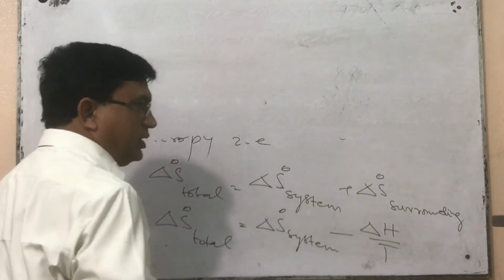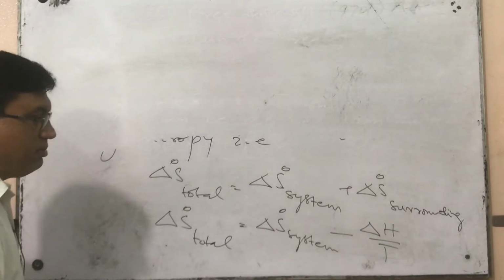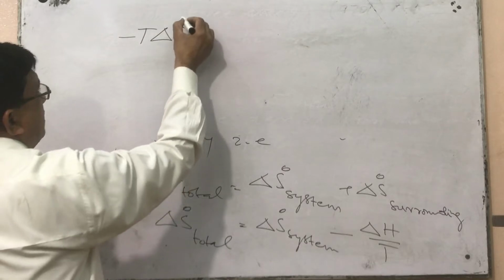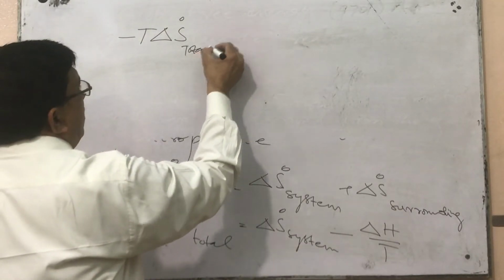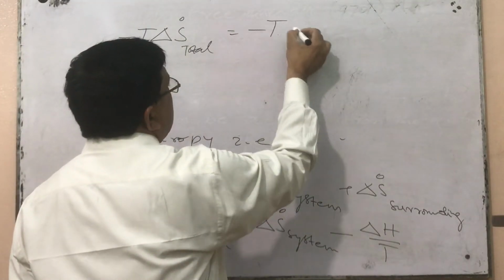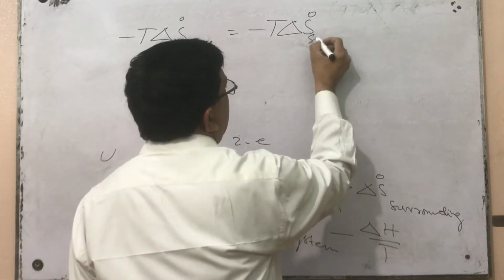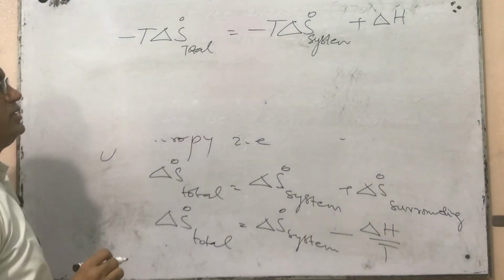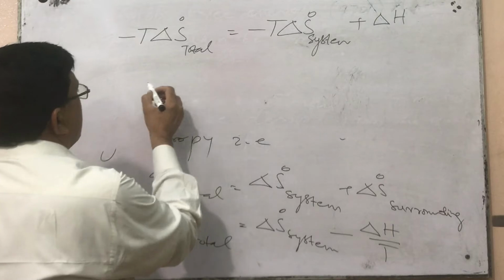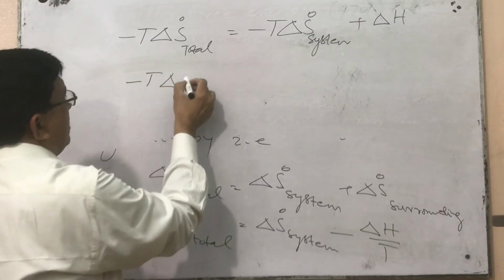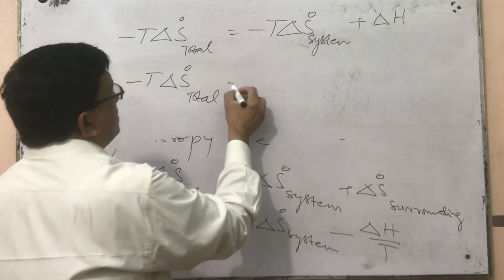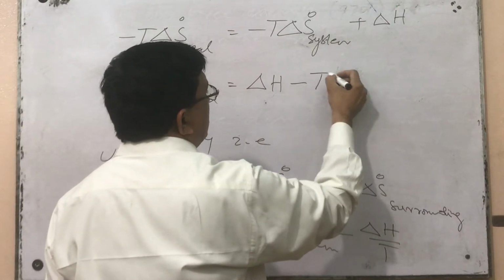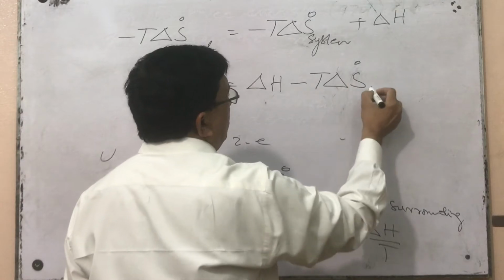If I multiply the whole of this equation with minus T, absolute temperature, I will get minus T delta S naught total. After multiplying with minus T, we will get here minus T delta S naught system, and then on multiplying with minus T, this will become delta H. Now this equation can also be written as minus T delta S naught total is equal to delta H, because it has a positive sign, it can be written on the left side, and this can be written on the right side with negative sign of the system.